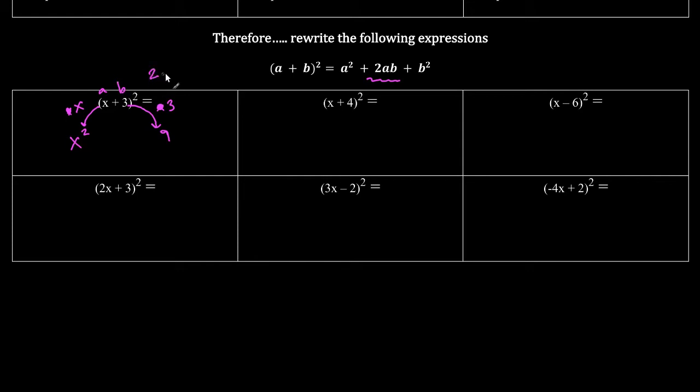So 2ab. So 2 times x times 3. Well, let's back up. We can think about this easier. X times 3 is 3x. We have 2 of them. So we get 6x. I'll try that again. X times x is x squared.